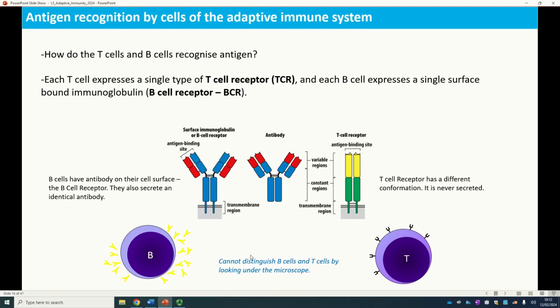But an important note to take home is that if you try and look at a B cell and a T cell under the microscope, they're going to look exactly the same. You're not going to be able to determine that. The difference is, obviously, that they've got the B cell or the T cell receptor on their surface. So if you do things like FACS staining, or fluorescence-activated cell sorting, you can identify them that way. But just looking at them under the microscope, under staining, you're not going to see a difference.